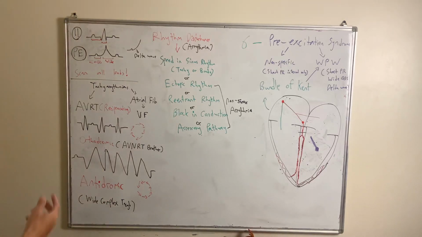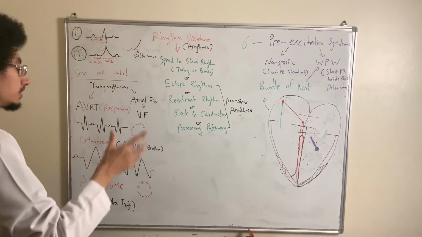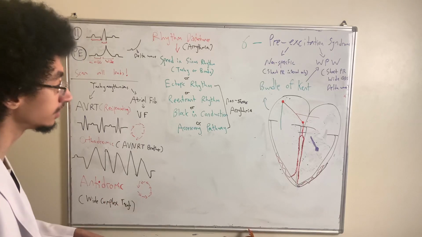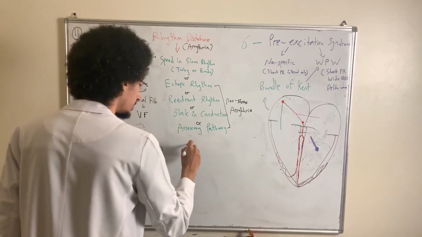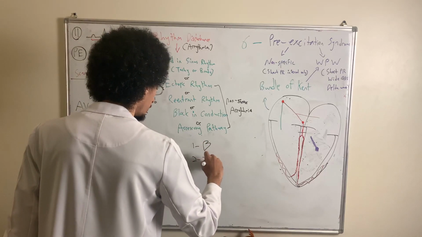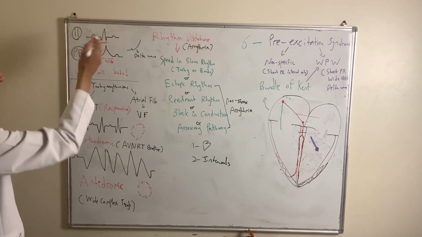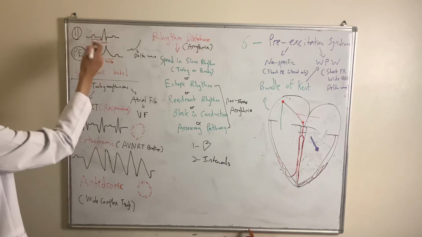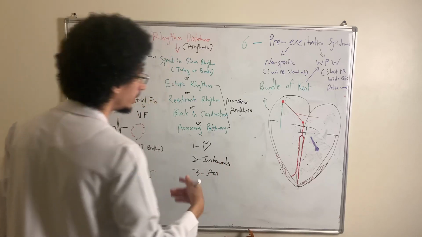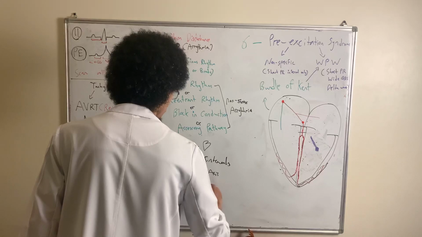Now, regarding pre-excitation syndrome, now that we've learned about the pathophysiology, let's revise our search pattern. If we remember the search pattern of our ECG from the previous video, we started by assessing the heart rate. And then afterwards, we assess the intervals: the PR interval, the QRS, as well as the QT interval. And then we check the axis: P wave, T wave, QRS. And then afterwards, we will assess the rhythm.